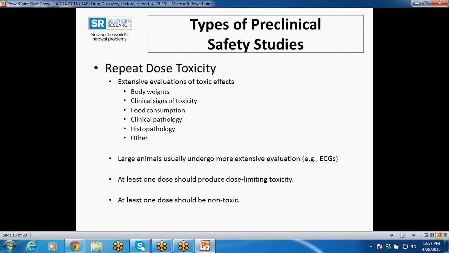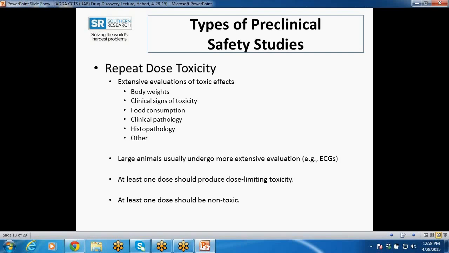You should select your dose range so that at least one dose produces dose-limiting toxicity, and at least one dose should be non-toxic. The reason is that the agency wants to know, when they see your dose range, that you have gone as high as you can possibly go. And if you have not demonstrated toxicity of some kind at your highest dose, the agency may make you go back and redo your test again, because they will consider your test inadequate because you haven't necessarily gotten a good idea of what the toxic effects of this drug may be.